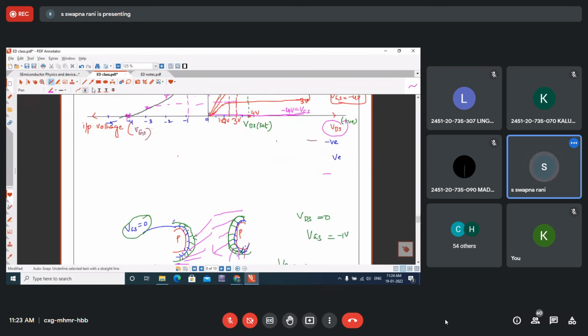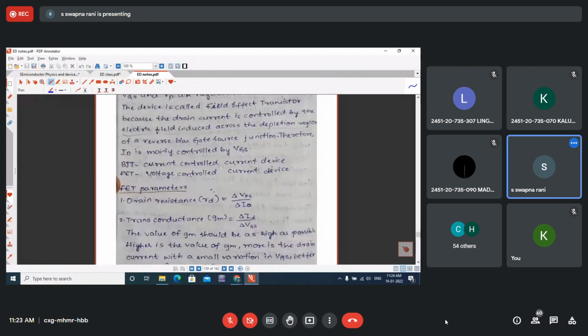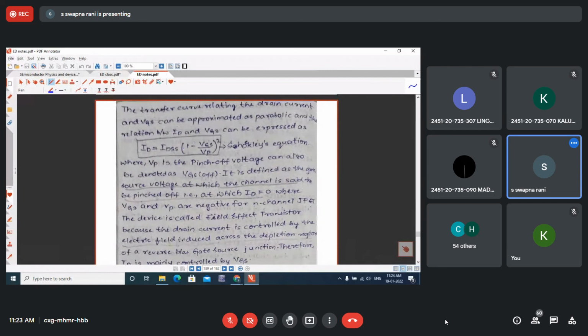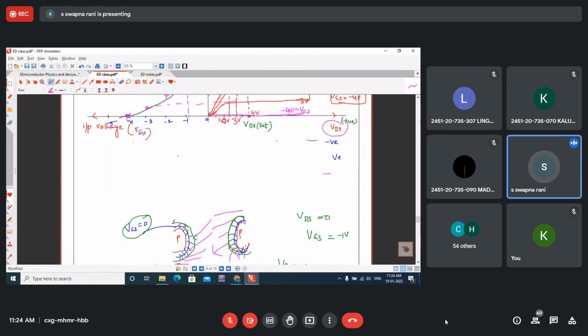Okay, now, whatever transfer characteristics we have drawn are represented by a parabolic equation. The transfer characteristic is not a linear curve, so it can be approximated with a parabolic equation. This is the equation which represents the drain transfer characteristic curve: ID equals IDSS into 1 minus VGS by VP, whole square.